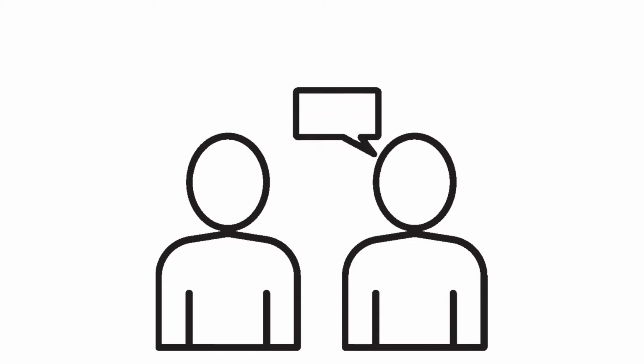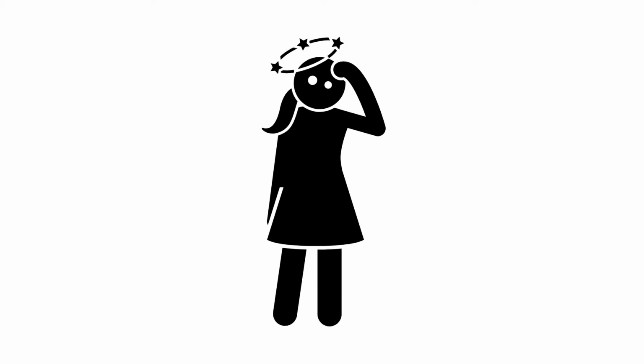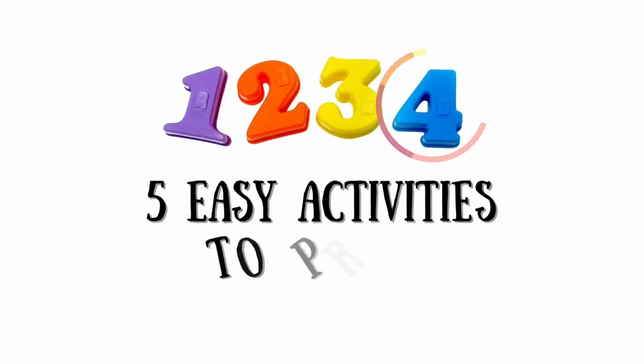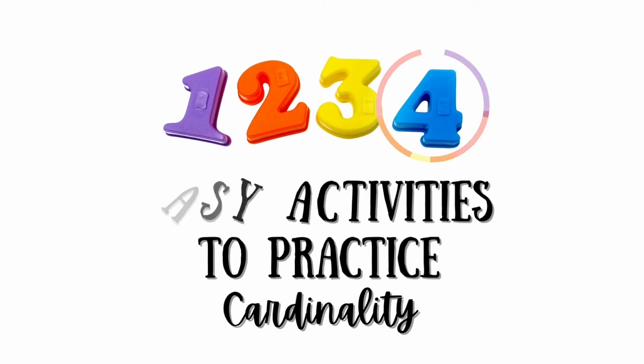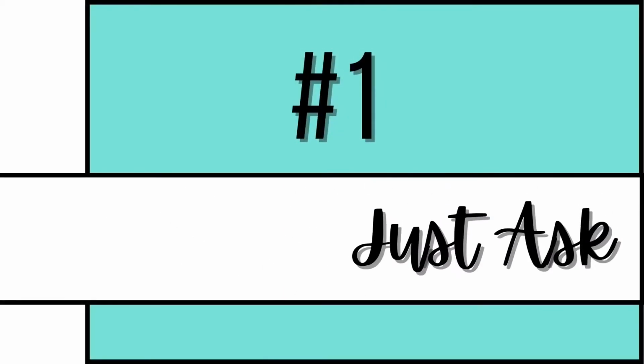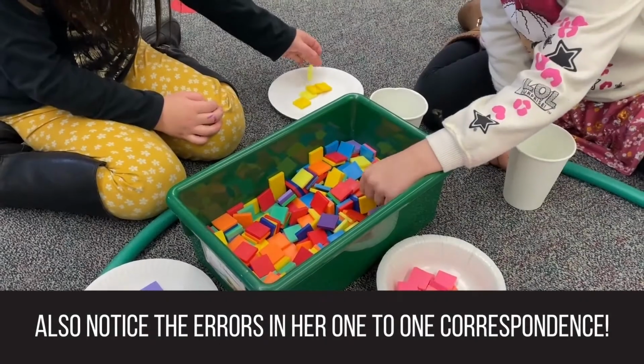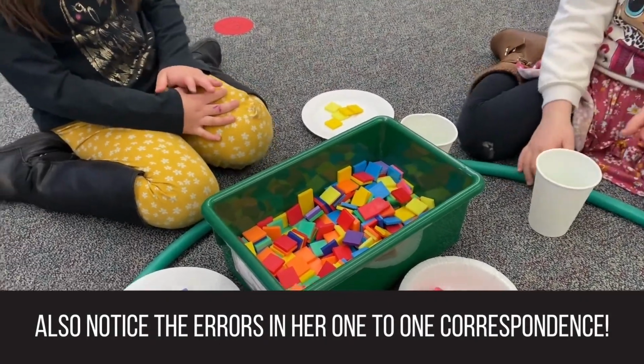Okay, Nicole, that's fine and good, but if that's true, how can we help our children if they are struggling with cardinality? What do we do? The good news is that there are some very easy ways to help your child develop cardinality. Number 1, just ask. When they finish counting a group of objects, ask them how many they counted. How many are in each bowl or plate?